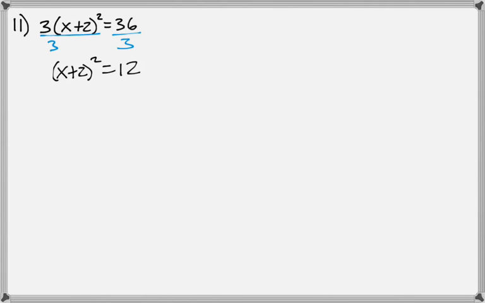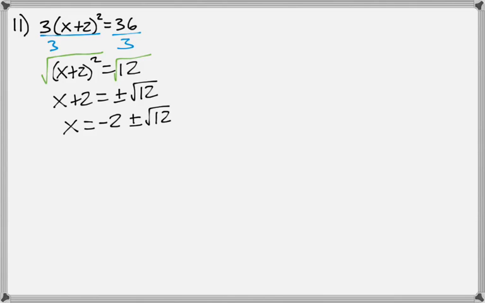Now that I've isolated the square term, I can take the square root of both sides. That will eliminate the square, and I'll have plus or minus square root of 12. And let's move over the 2. So this will be negative 2 plus or minus square root of 12.